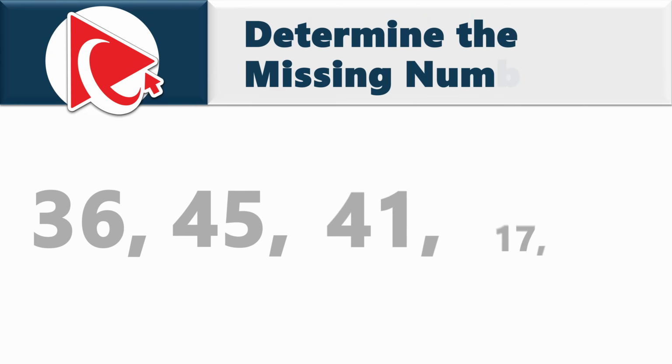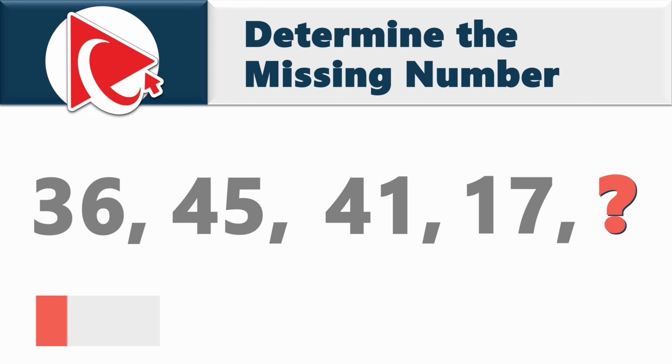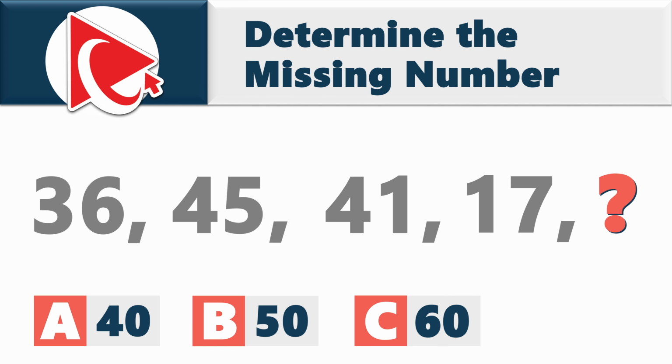You're presented with a sequence of numbers. The numbers are 36, 45, 41, 17, and then comes the missing number, which you need to calculate and select out of 4 possible choices. Choice A, 40, choice B, 50, choice C, 60, and last but not least, choice D, 70.